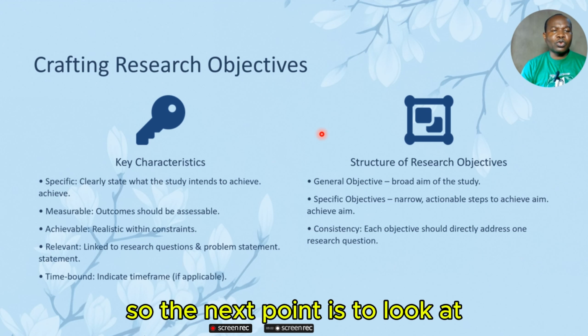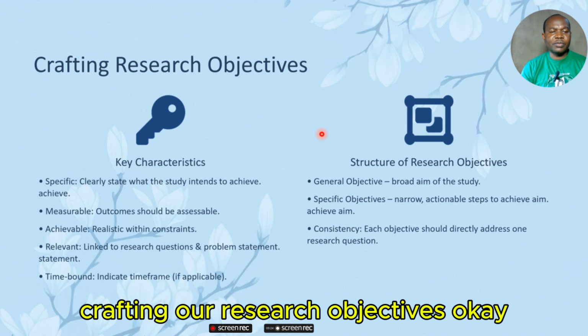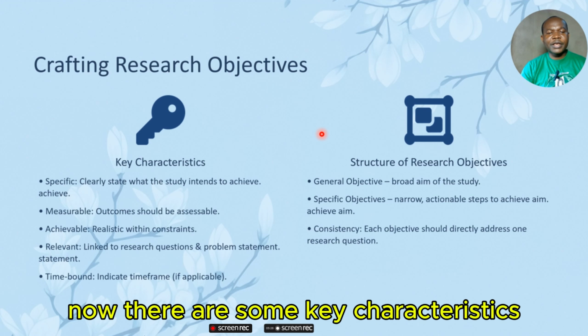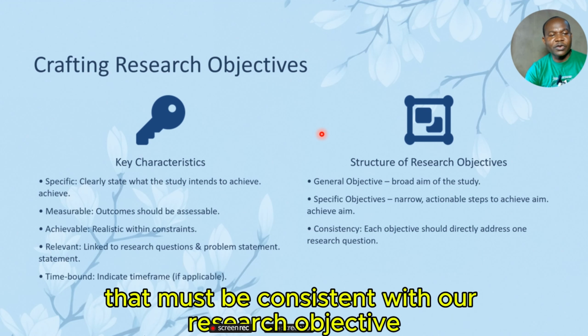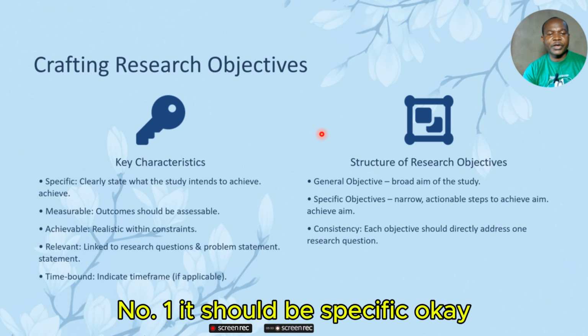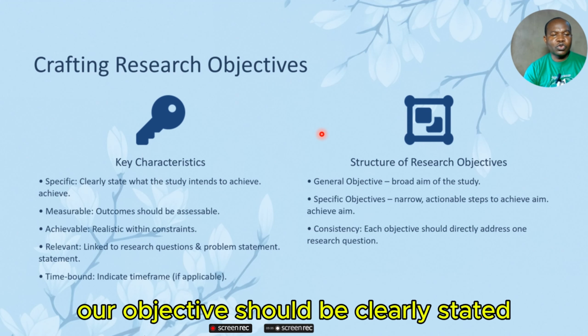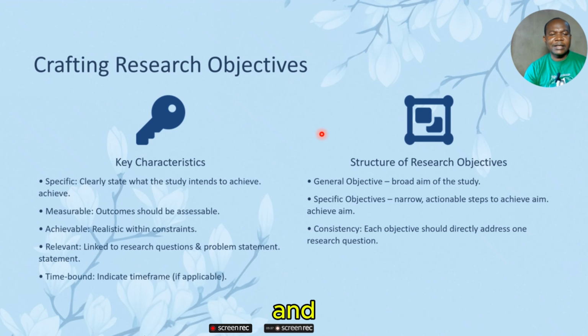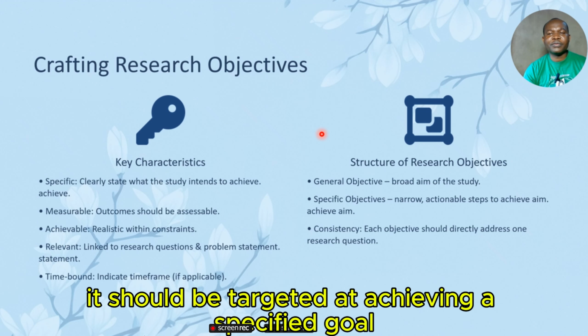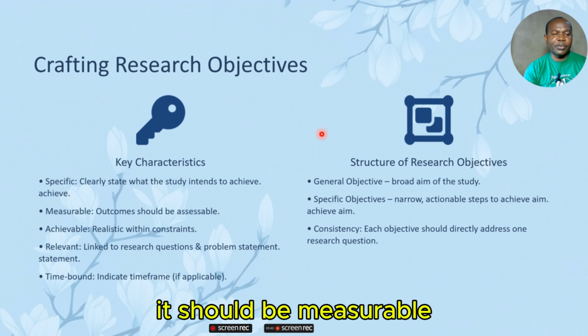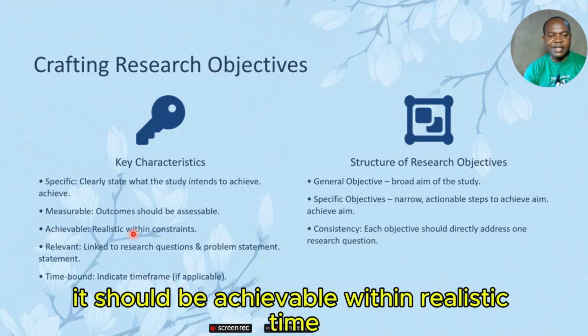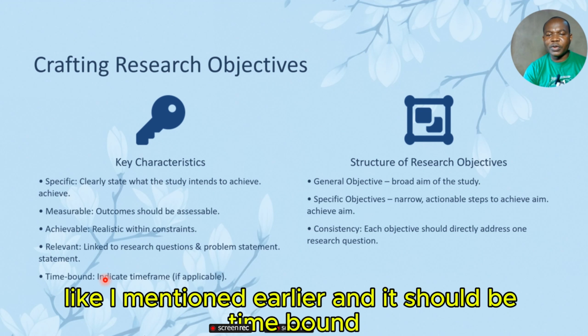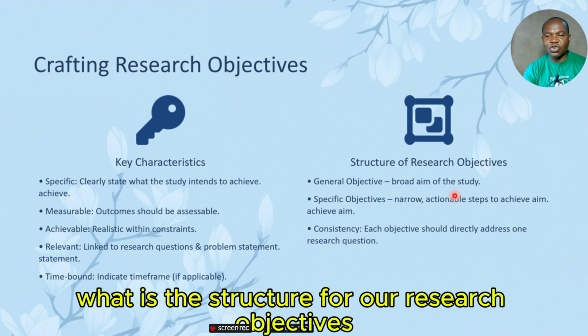So the next point is to look at crafting our research objectives. Now, there are some key characteristics that must be consistent with our research objective. Number one, it should be specific. Our objective should be clearly stated, and it should be targeted at achieving a specified goal. It should be measurable. It should be achievable within realistic time, like I mentioned earlier, and it should be time bound.